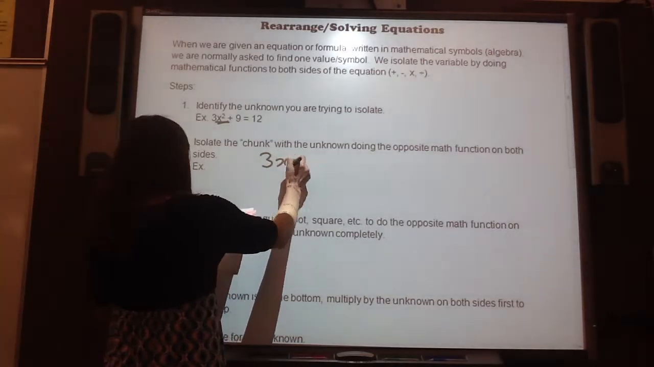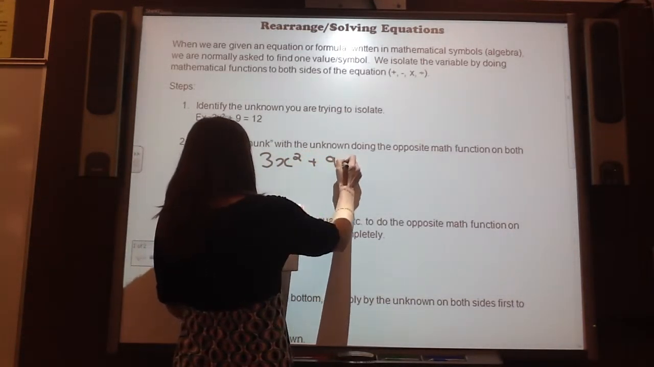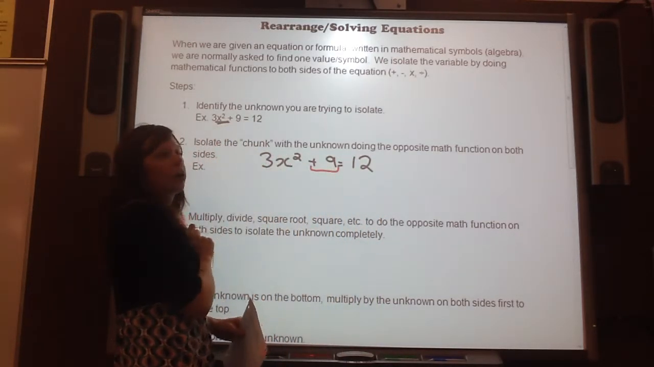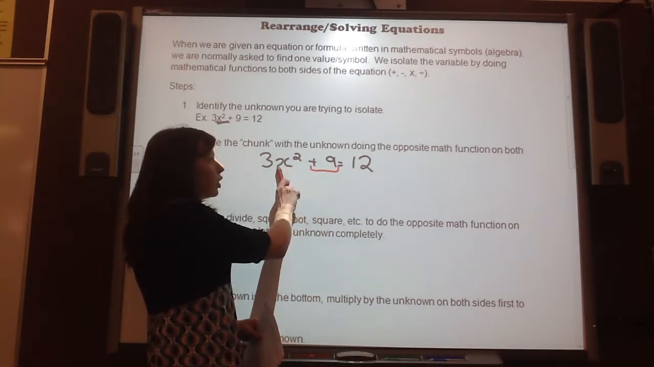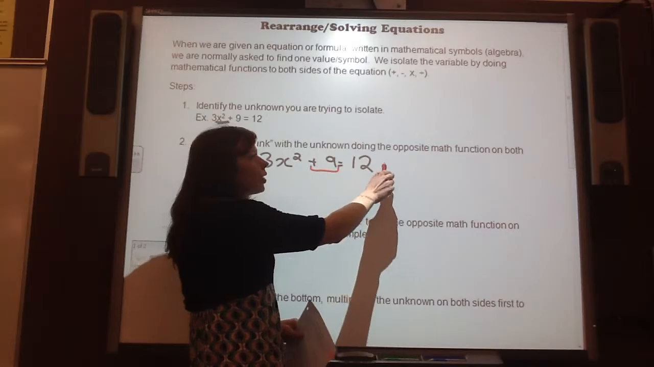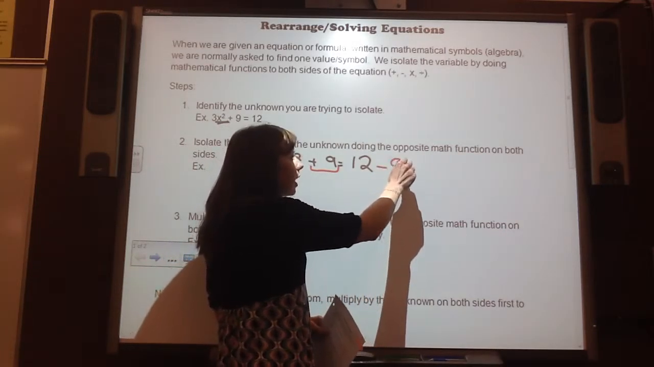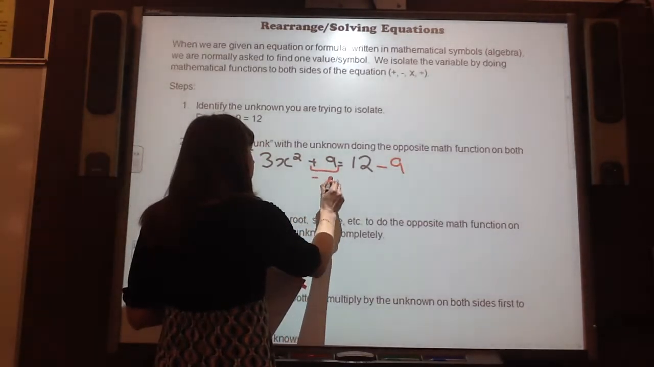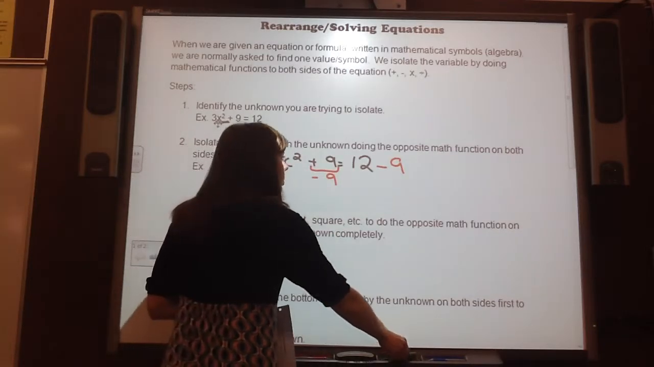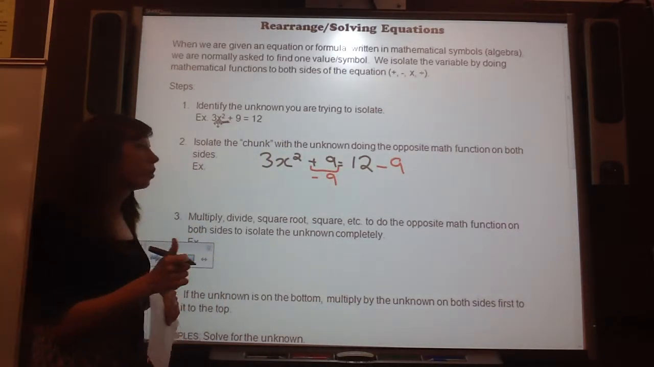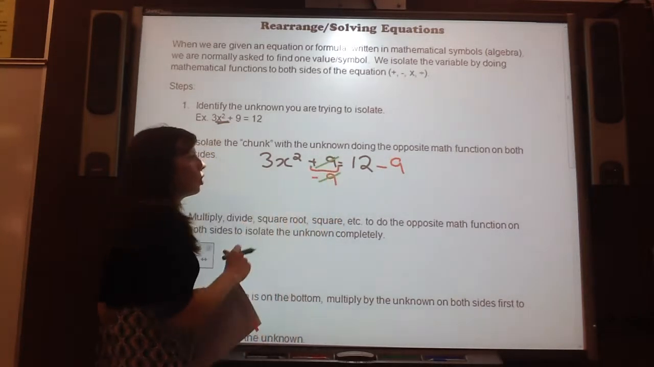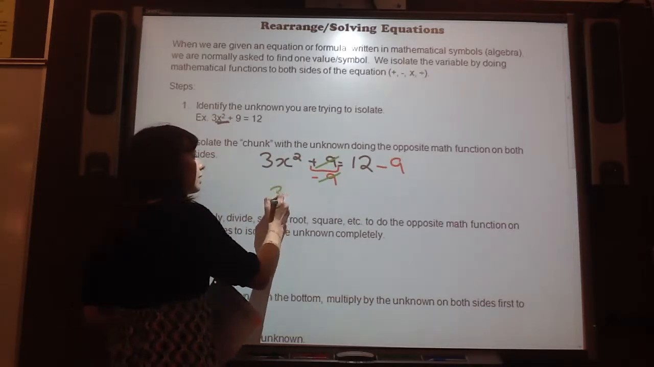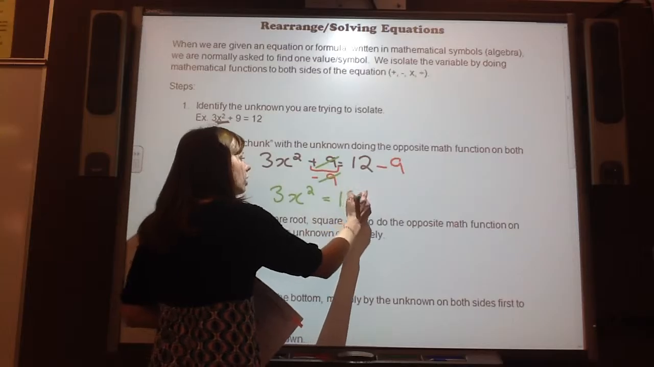So if I have 3x squared plus 9 is equal to 12, I need to get rid of the plus 9 because it is attached to the chunk that I want to isolate. So my chunk is added, it has plus 9, so what's the opposite? Minus 9 on the other side, or subtract 9, yeah? Okay, so now I have my subtract 9, subtract 9. So the opposite is done to both sides of the equation. So now this is no longer needed on that side. So I can rewrite the equation as 3x squared is equal to 12 minus 9.